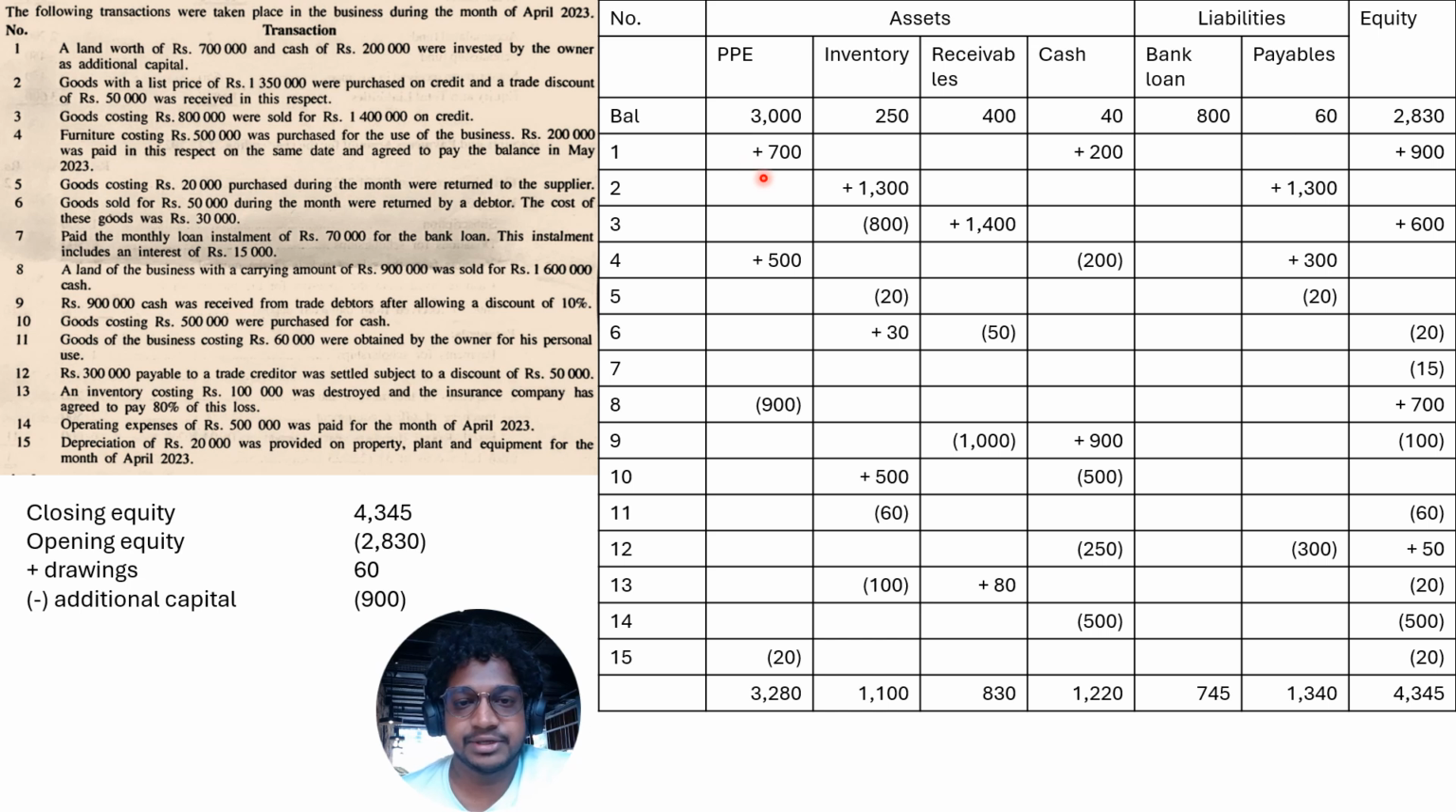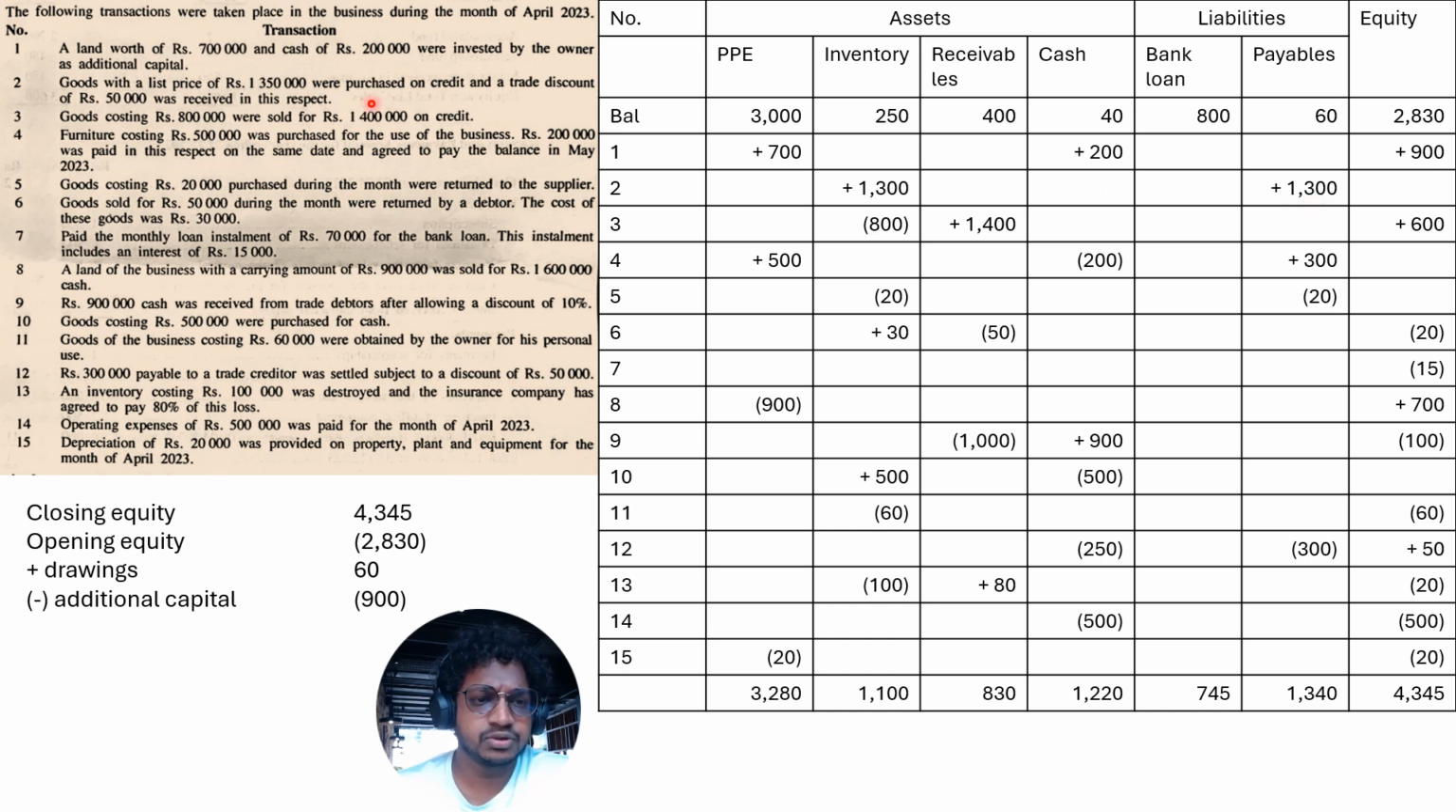So the land increase you have to mention under property, plant and equipment, and cash increases by 200, and the total you have to increase in equity. Second one, goods with a list price of 1,350,000 were purchased on credit, and a trade discount of 50,000 was received. Trade discounts we do not record in books, but you have to deduct that trade discount from the gross value. So from the list price of purchases, 1,350, you have to minus that 50,000 trade discount. So your inventory should be increased by 1,300,000, and as you purchased on credit, creditors should increase by 1,300.